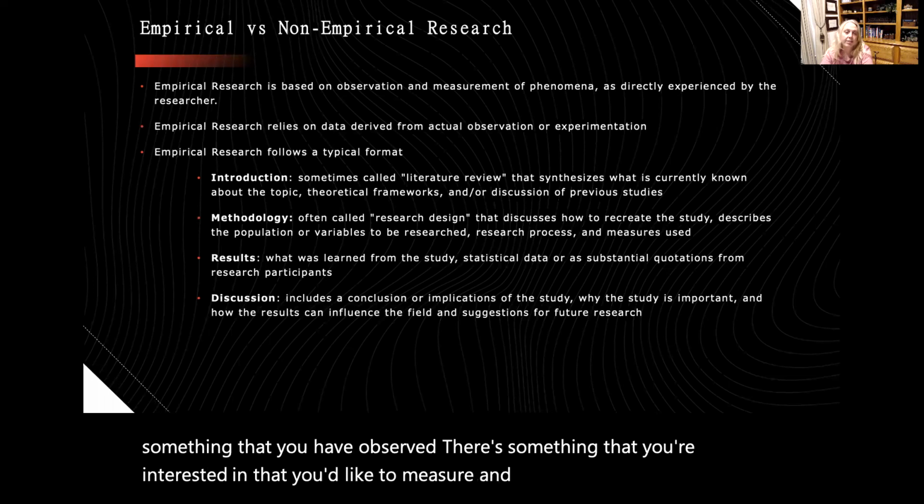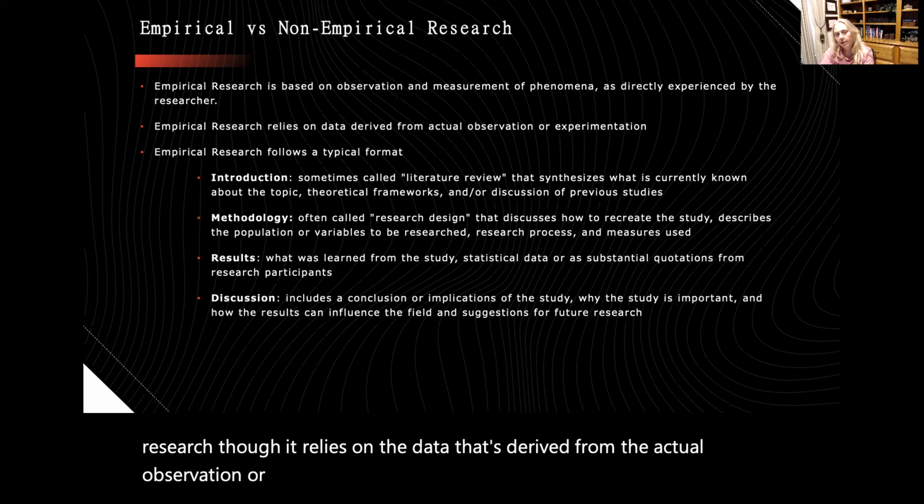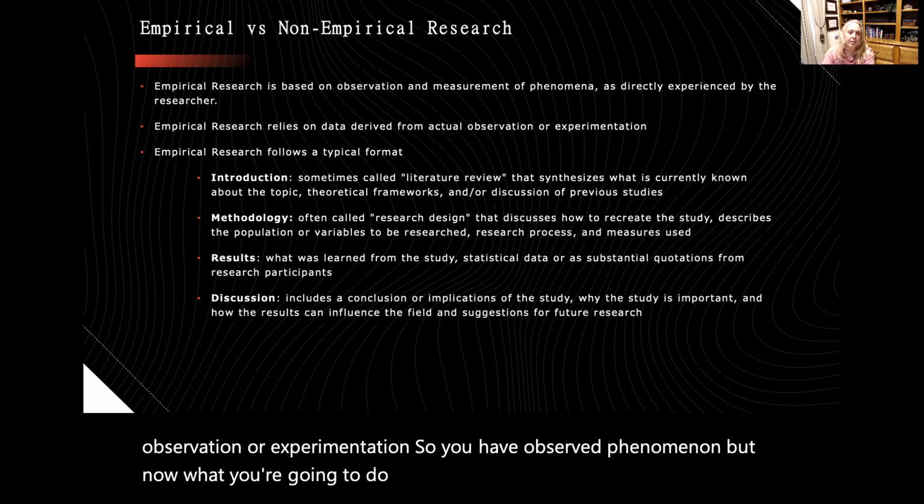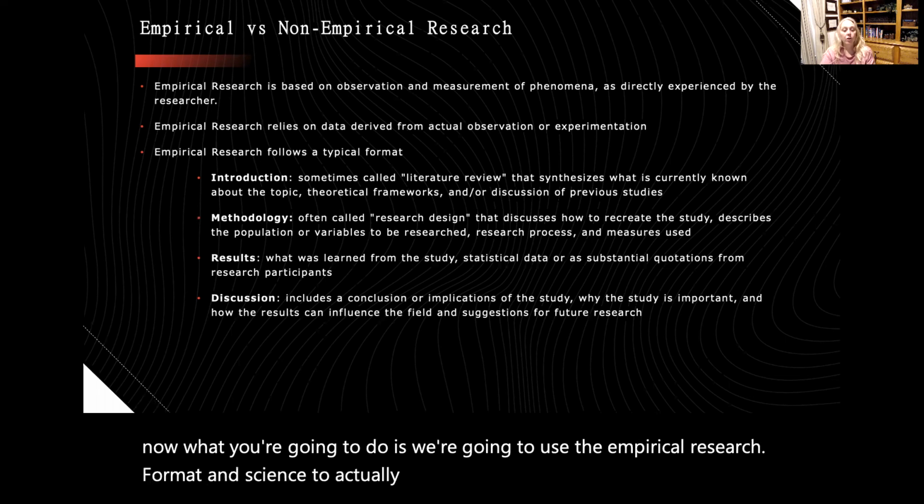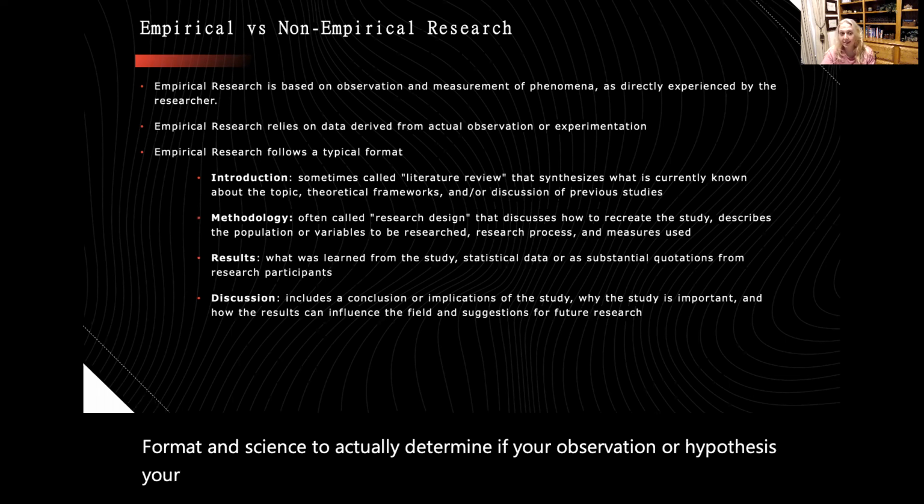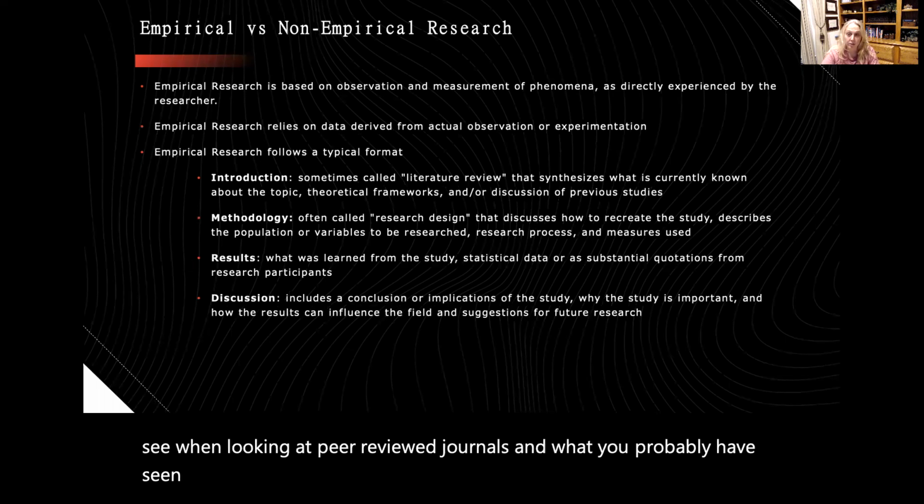With empirical research, though, it relies on the data that's derived from the actual observation or experimentation. So you observed a phenomenon, but now what you want to do is use the empirical research format and science to actually determine if your observation, your hypothesis, your belief is correct. So empirical research is what you typically will see when looking at peer-reviewed journals, and what you probably have seen as you're beginning your literature review.